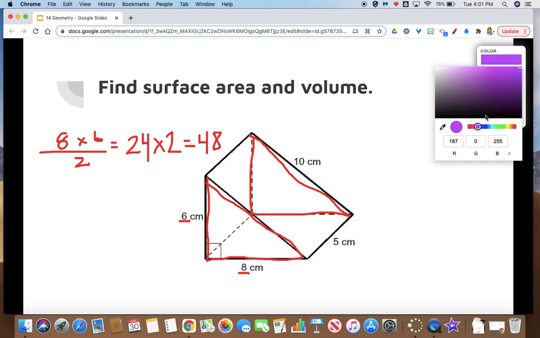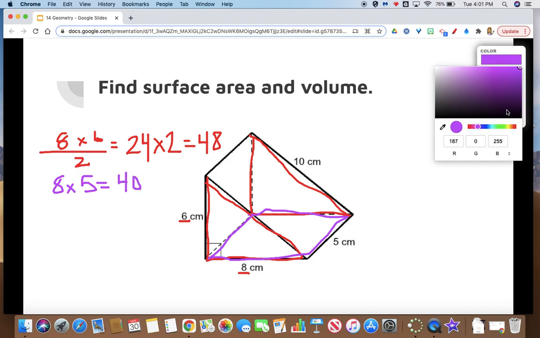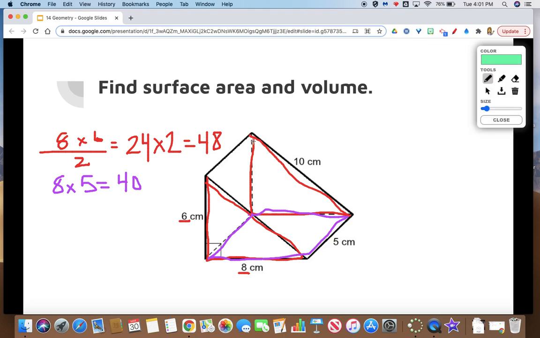Now I have 3 rectangles, all with different dimensions. The bottom rectangle is an 8 by 5. I multiply those together to get 40. My back rectangle, if this were a skateboard ramp, it's kind of holding up the ramp. What dimensions does that have? 6 and 5. I multiply those together to get 30.